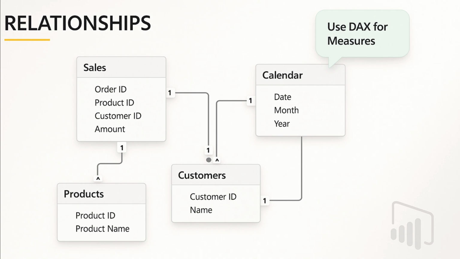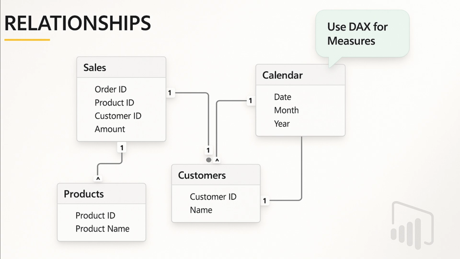Now, once your data is prepared, you move to modeling. You define relationships between tables which can be one-to-one, one-to-many or many-to-many. You can create calculated columns or measures using DAX, which is Data Analysis Expressions. The measures are dynamically calculated at runtime.